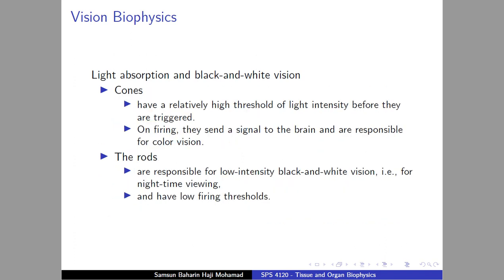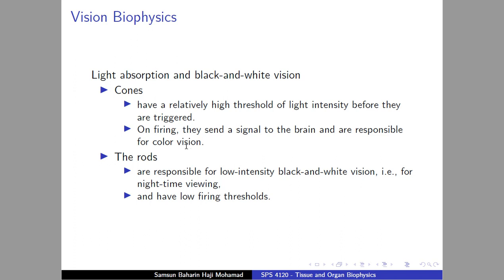Okay, so here we see what are the cones and what are the rods. The cones have a relatively high threshold of light intensity before they are triggered. Even if we have a very high intensity of light, we need even higher light intensity above this threshold for the cone to act on that light. On firing they send a signal to the brain, a signal for color vision. So cones are for color vision.